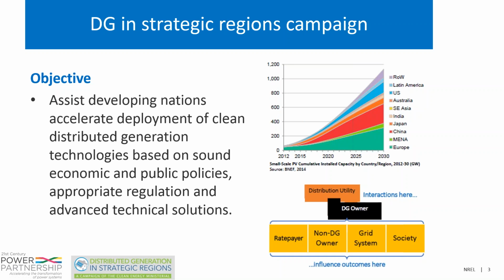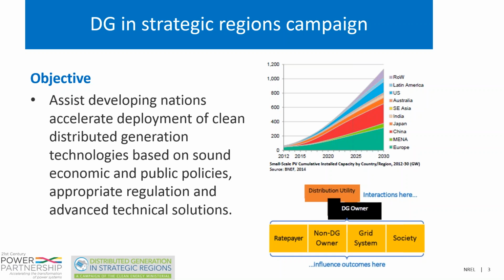The distributed generation campaign was called for strategic regions, although most of the work has been targeted to the region of Latin America. It applies to a lot of other regions in the world, and the campaign will start working in Southeast Asia and other regions in the next few months. The objective of the campaign is to assist developing nations to accelerate the deployment of clean distributed generation technologies based on sound economic and public policies, appropriate regulation, and advanced technical solutions.